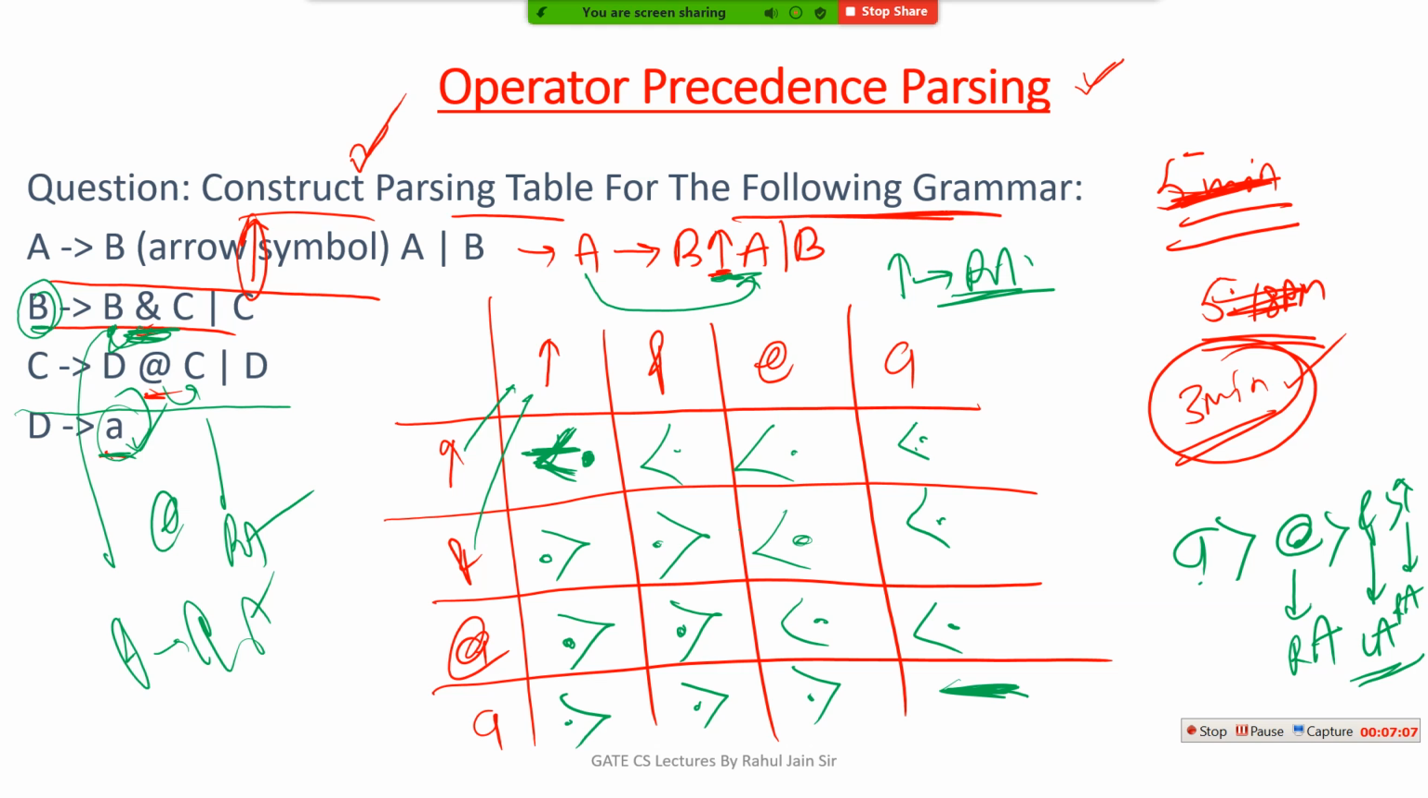Percent, percent, percent is having left associative, and at the rate is having high right associative. So is it clear guys or not? Is it clear to all the candidates? Is this question clear to all candidates? Please comment so that we can proceed to the next.